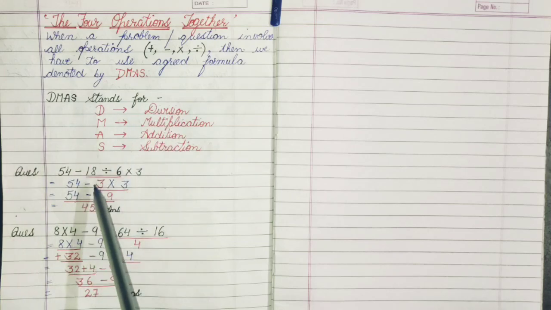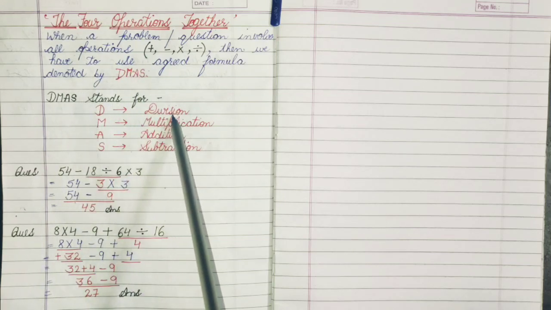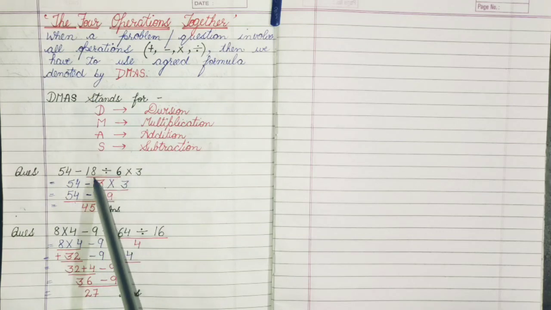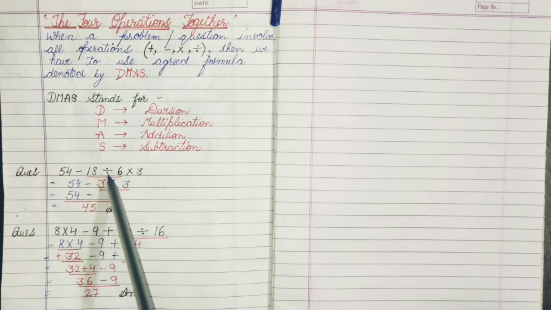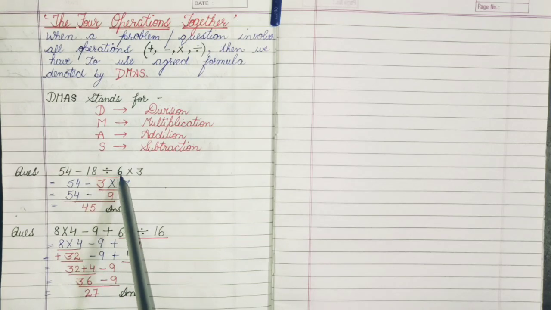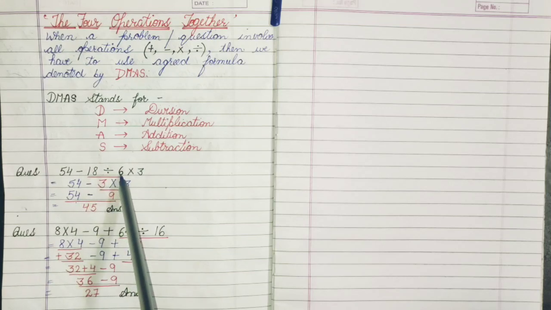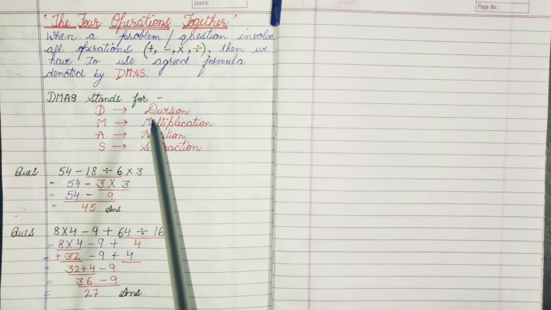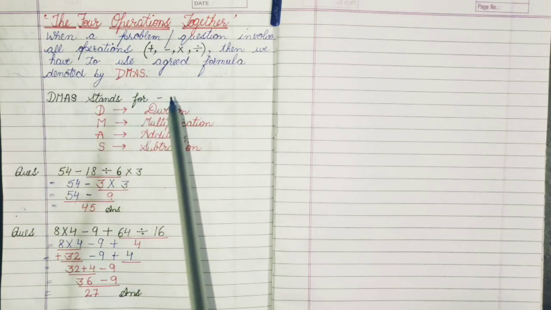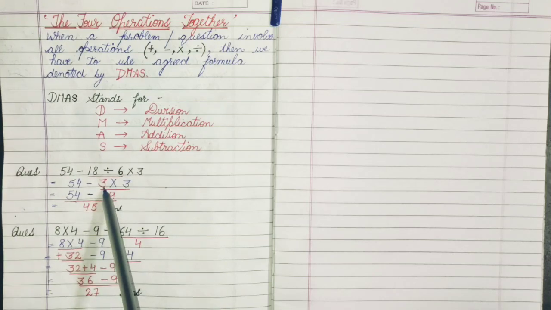See here. The first step is, as everyone knows, according to the DMAS rule, we have to divide first. So the first step is to underline the digits on which we have to do the division. Here I have underlined 18 divided by 6. We will underline and write the answer. Yes class, when we divide 18 by 6, what will be the answer? 6 ones are 6, 6 twos are 12 and 6 threes are 18. So when we divide 18 by 6, we get the answer 3.